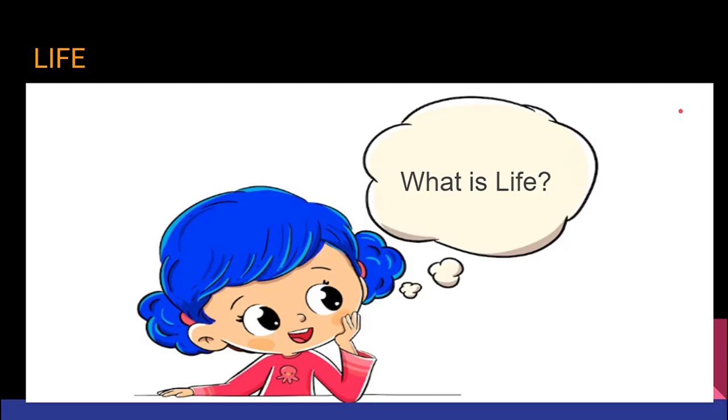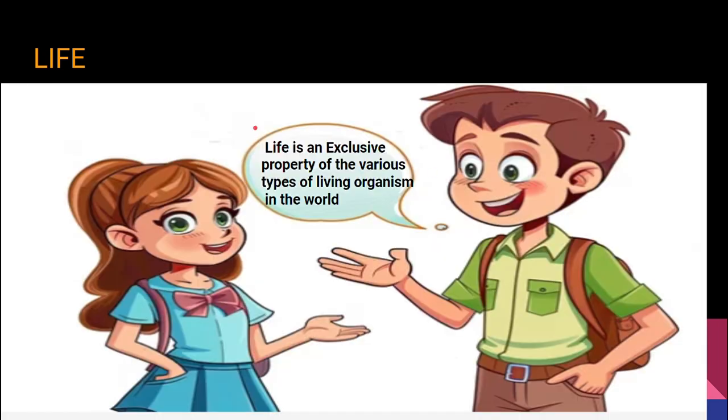What is life? Are we going to see life in a non-living thing or a living thing? As per your textbook, life is an exclusive property of the various types of living organisms in the world. That means we won't be able to see life in non-living things. Does a chair have life? Does a tube light have life? Does a table have life? No, these are non-living things. So life is an exclusive property of only and only living organisms.